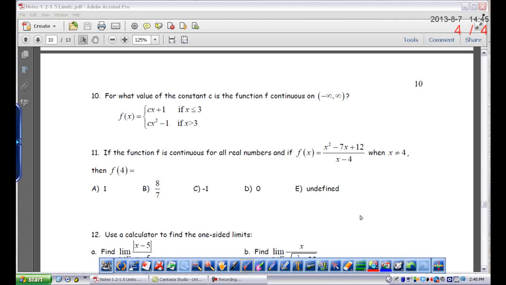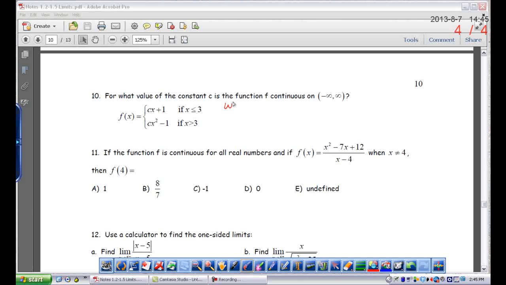For what value of the constant c is the function f continuous on negative infinity to infinity? So what we have here is a piecewise function, and I have one equation for the graph to the left of 3 and another equation for the graph to the right of x equals 3. In order for this function to be continuous, graphically what needs to happen is that those two parts need to meet at x equals 3. So when x equals 3, I need for those two parts to meet or have the same y value.